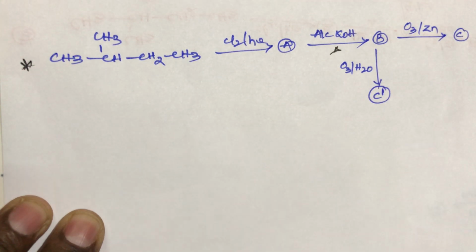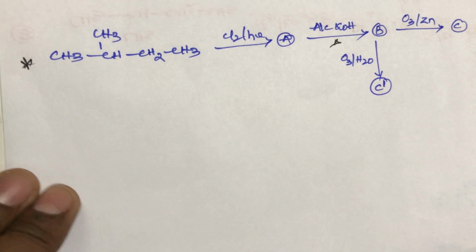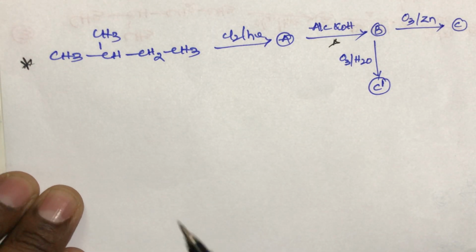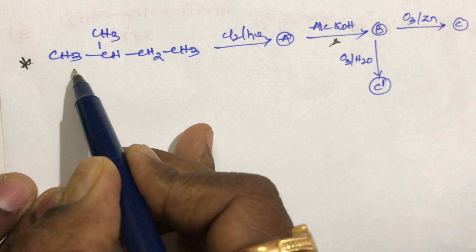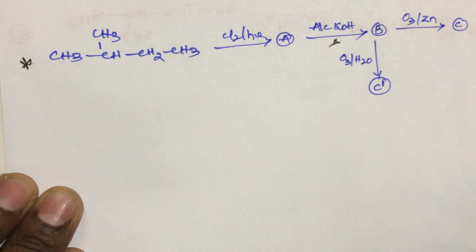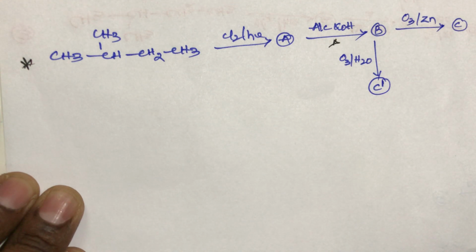What is C dash? So I will give a simple fraction. So it is also an alkane. Alkanes generally undergo free radical substitution reactions. So when 2-methyl butane reacts with chlorine in the presence of sunlight, 3 types of product will be produced.